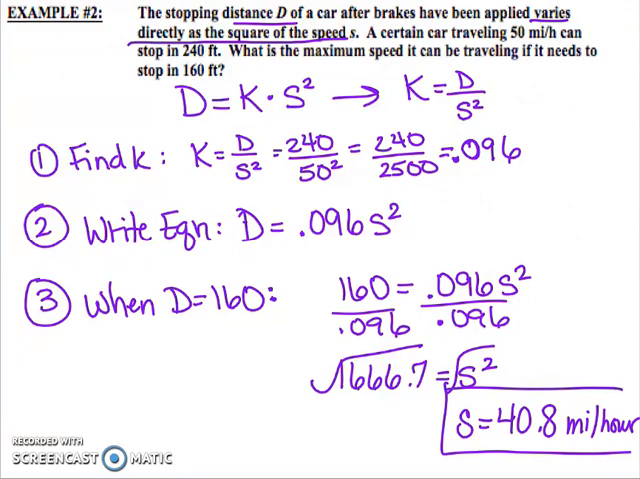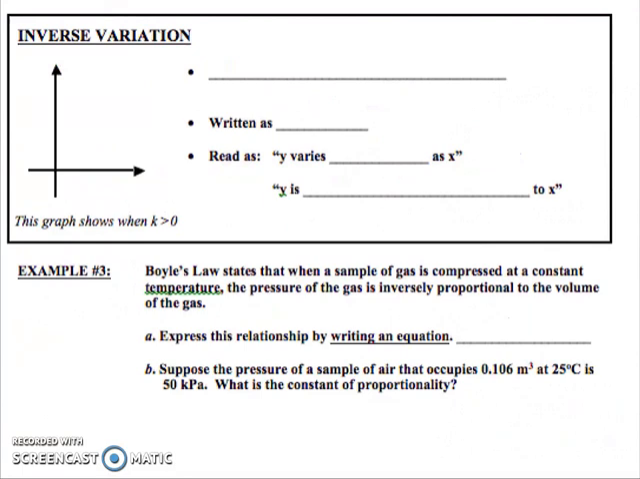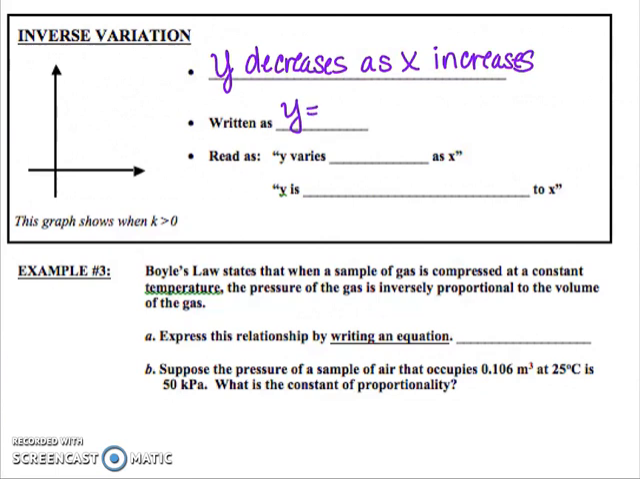The second type of variation that we're going to talk about is inverse variation. And in inverse variation, y decreases as x increases. So this equation looks different. It still has k in it, but instead of y equals k times x, inverse variation is y equals k divided by x. And to find our k value, if we solve for k, we are multiplying y times x.